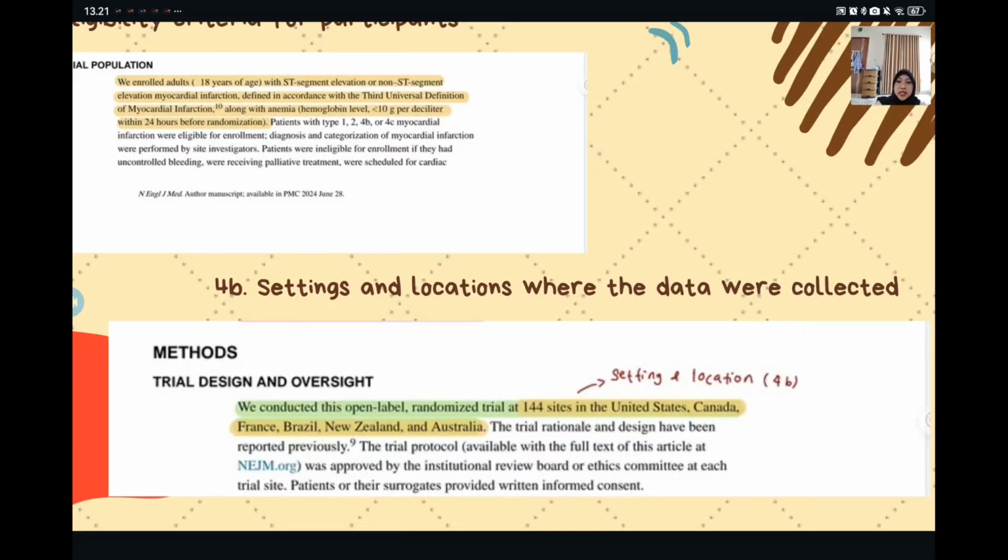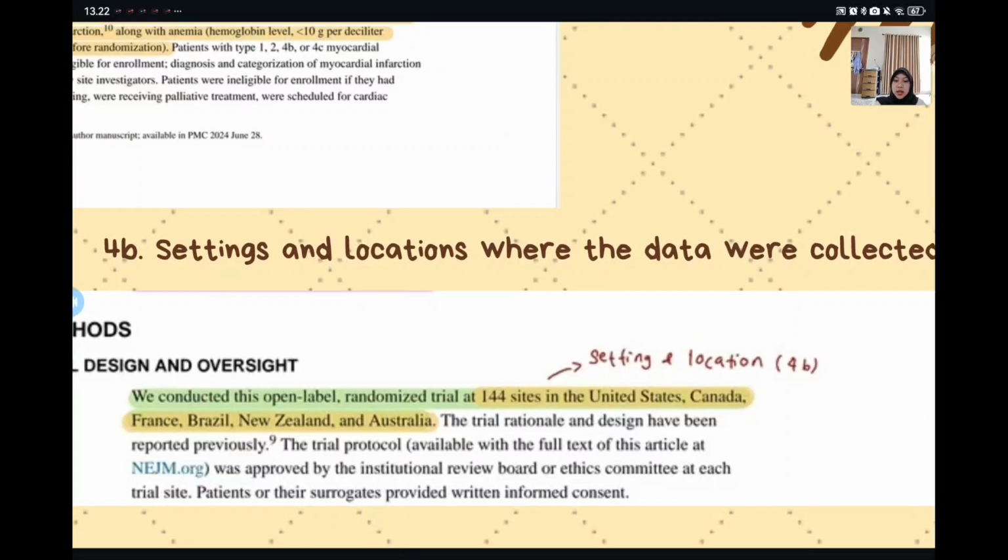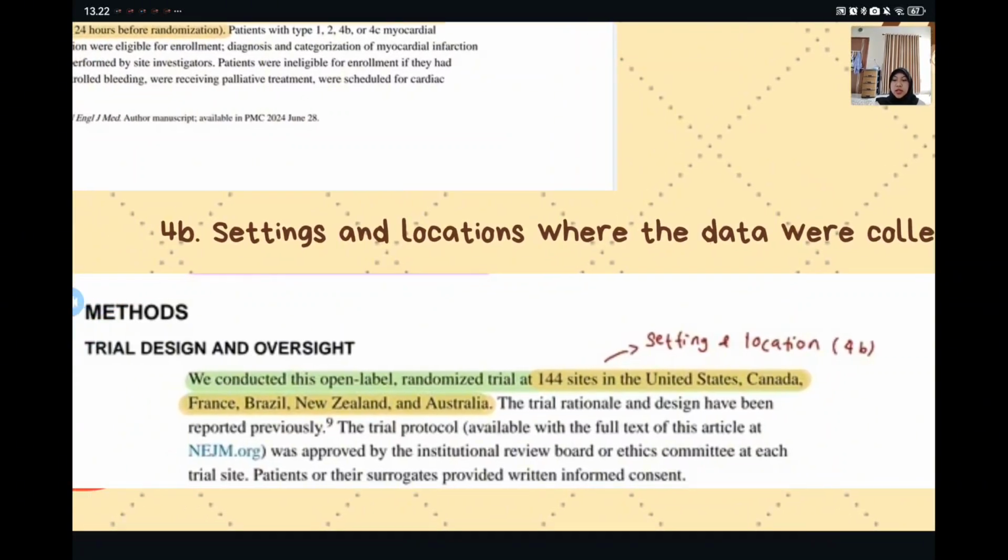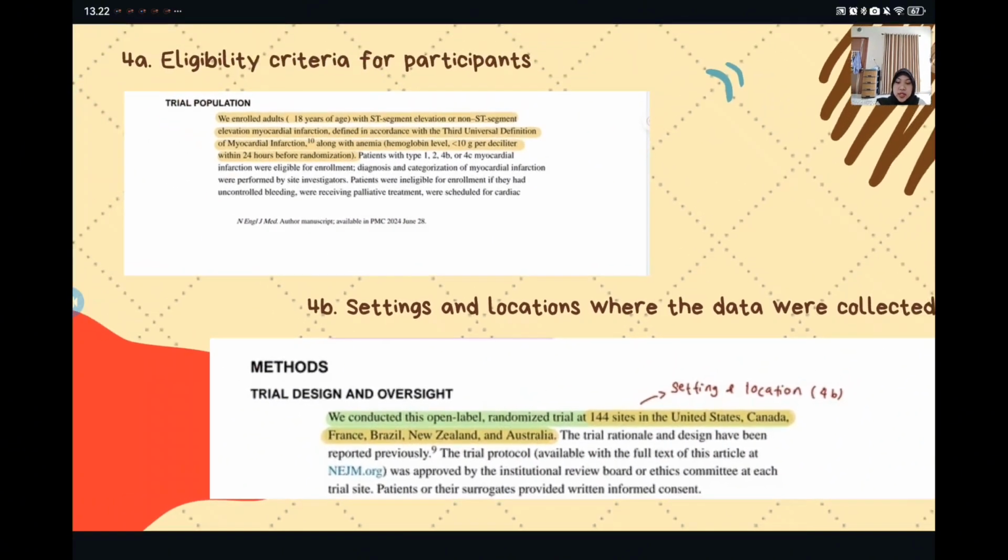And the setting and locations where the data were collected is also mentioned. We conducted this open label randomized trial at 144 sites in the United States, Canada, France, Brazil, New Zealand, and Australia.